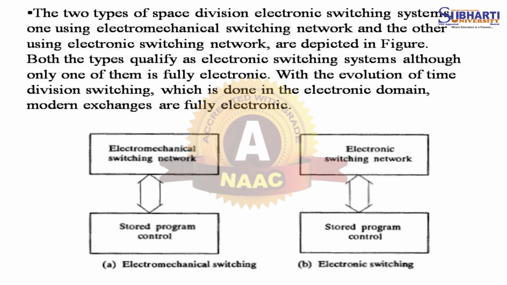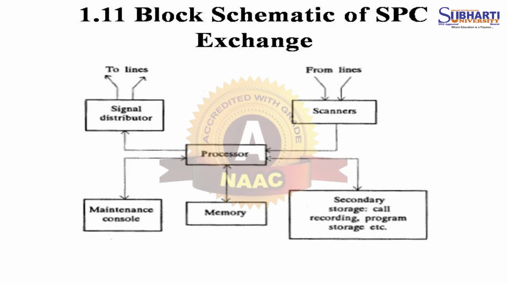Both types qualify as an electronic switching system, although only one of them is fully electronic. With the evolution of time division switching, which is done in the electronic domain, modern exchanges can be fully electronic. Block schematic of SPC exchange. In this, we have signal distributor, processor, scanner, maintenance console, memory, secondary storage, recording, programming and storage, etc.